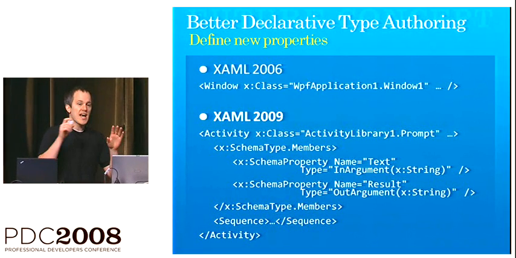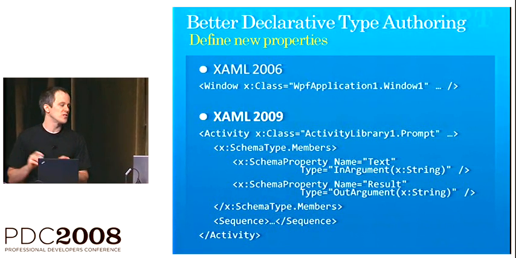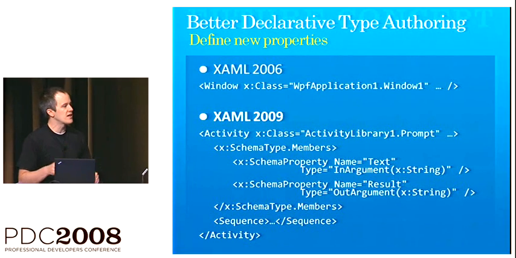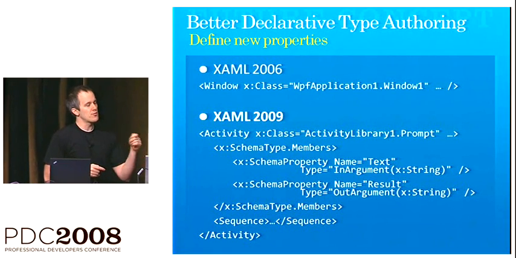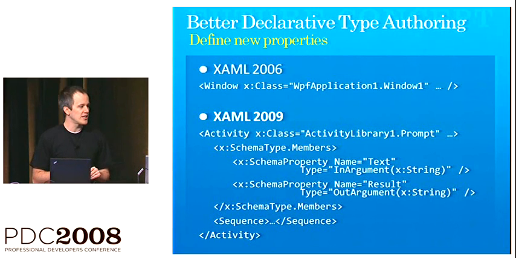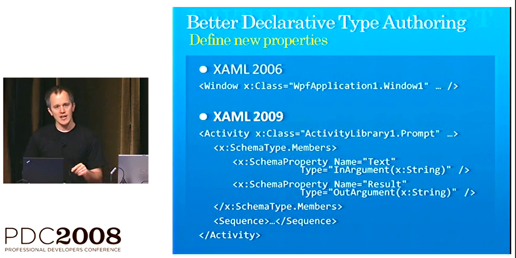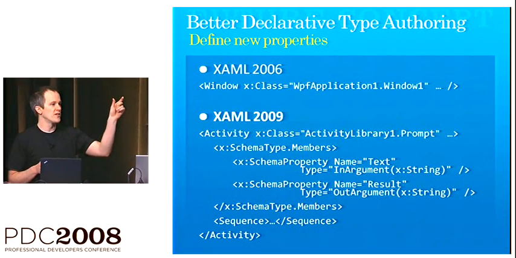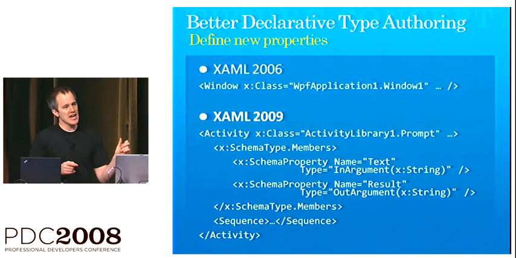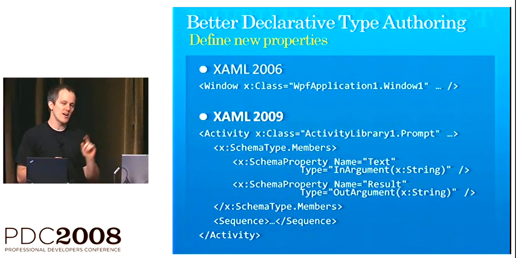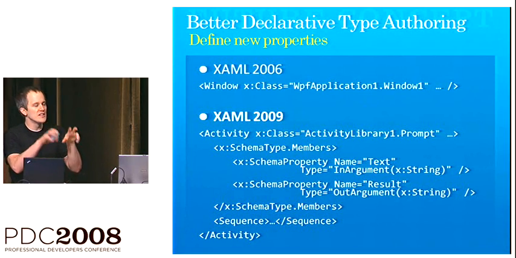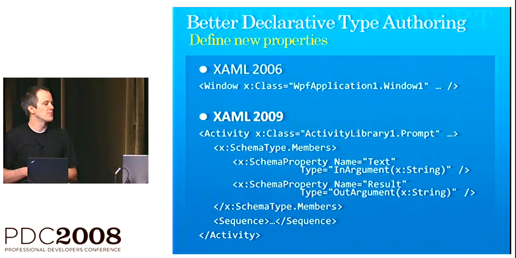Here in this example, this is actually exactly how Windows Workflow will define custom activities completely declaratively. Here I'm defining a prompt activity. It is an activity. It derives from activity. And it has two new properties. It has a text property, and it's of type InArgument of string. This would be the text of your prompt. And then it has a property named result, and it is of type OutArgument of string. This would be the value that the user then enters for the prompt.